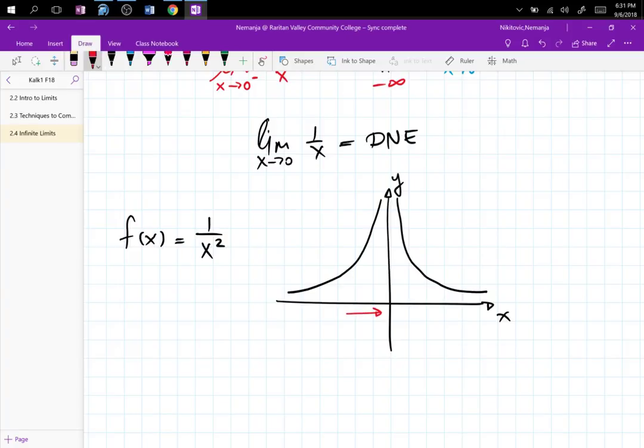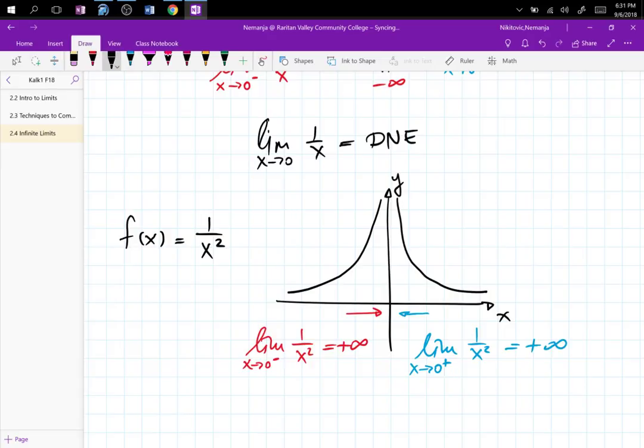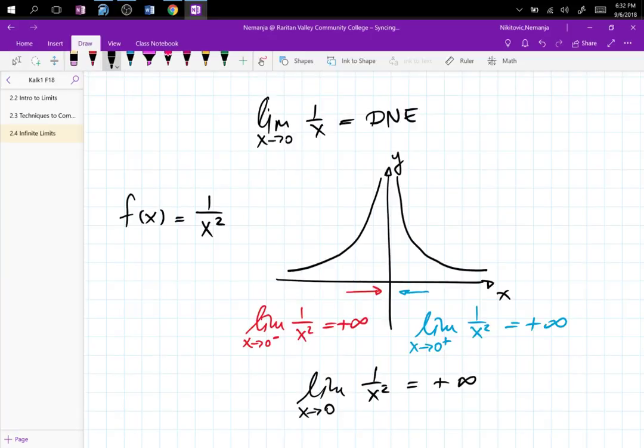Approach 0 from the left. We have our limit of 1 over x squared to be positive infinity, right? The blue approach is the limit of 1 over x squared as x approaches 0 plus from the right is also positive infinity, and the overall limit of 1 over x squared is positive infinity as x goes to 0.